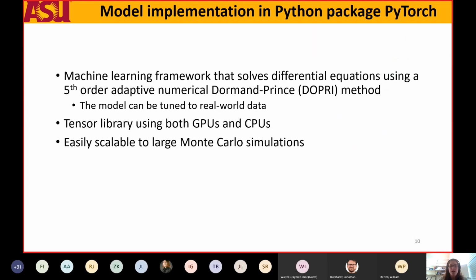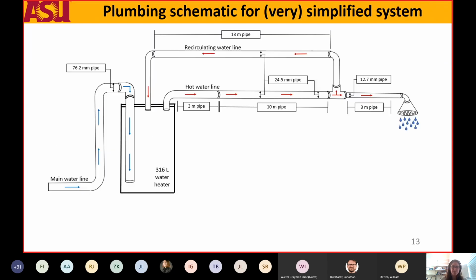We implemented this in a machine learning framework in Python known as PyTorch, and we're not making use of necessarily all the machine learning functionality right now, but it is set up to go in that direction. It uses the same ODE solver as ODE45 if you're a MATLAB user. So the benefit of this is that we can use this modeling framework to ultimately learn real-world data and hopefully use that in some monitoring information that we have at ASU right now. It makes efficient use of computing space, and the benefit of this is that it's easily scalable to large Monte Carlo simulations.